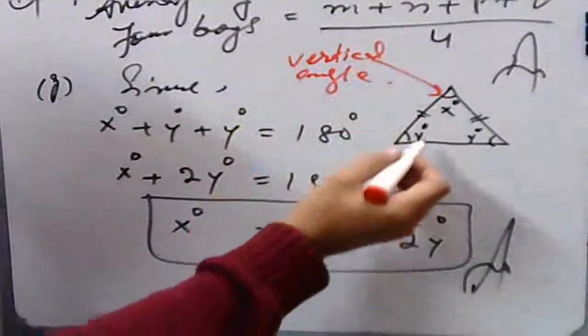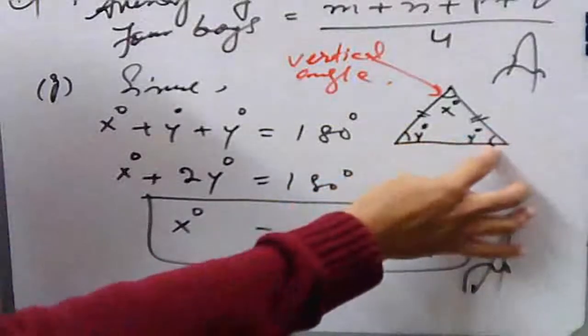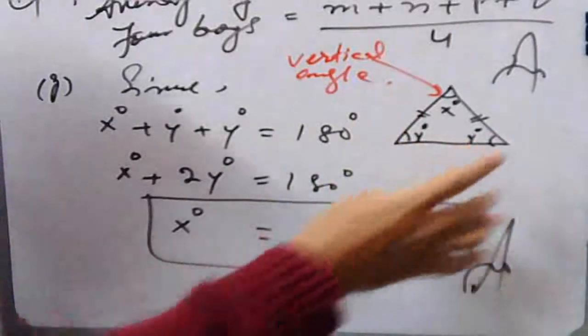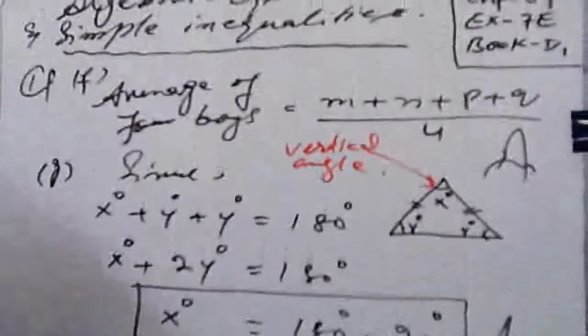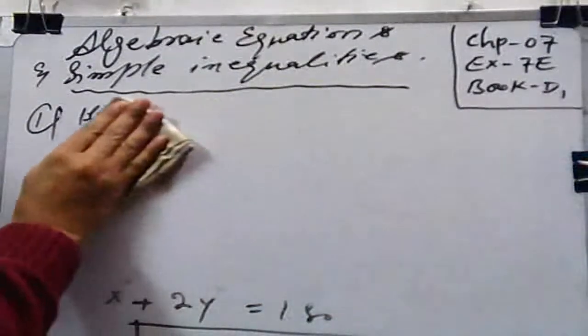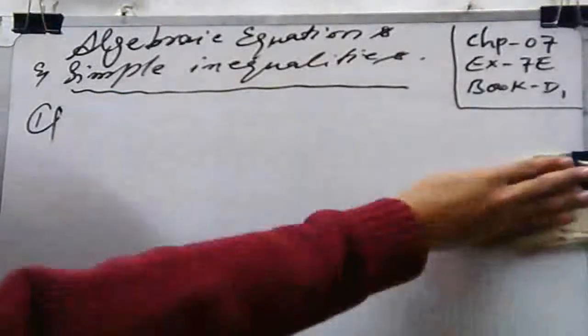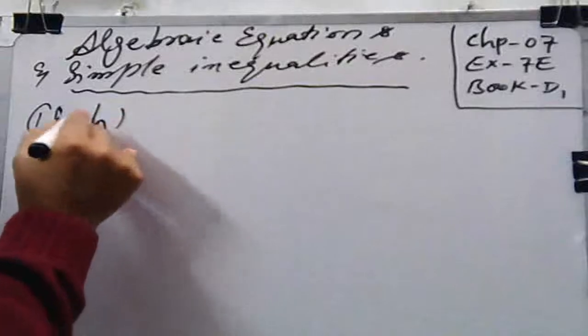You can see here, that is your result, so that is your vertical angle. Okay, that is your base angles. In an isosceles triangle, base angles are equal, so that's why if one is y, the second angle will also be considered to be y, because base angles are equal.